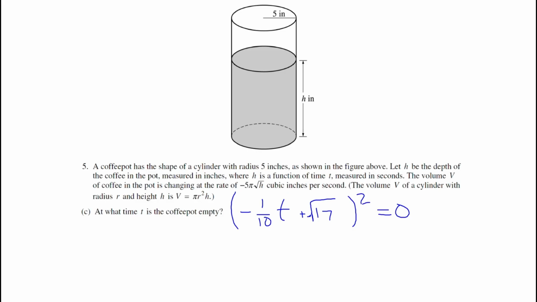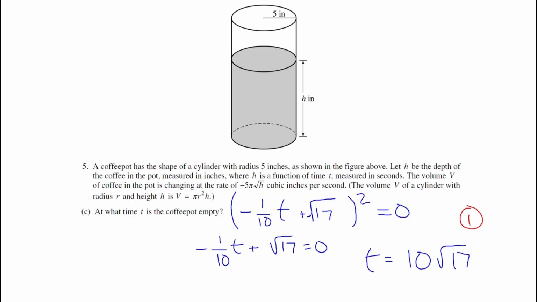Well, the squared part doesn't really matter. Right? We can square root both sides. Now we just have negative 1/10 t plus root 17 equals 0. And we can solve for t. We'll add the 1/10 t over and then multiply by 10. T is 10 root 17. And you got 1 more point for getting that final answer.